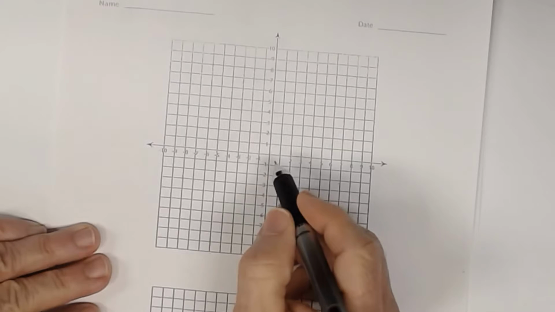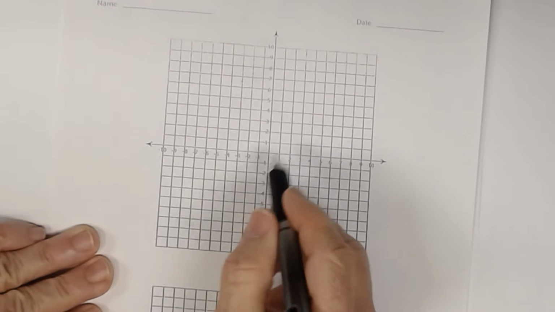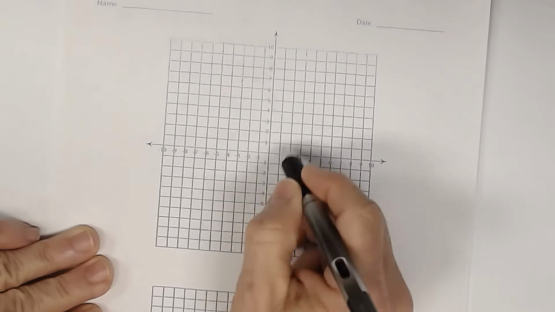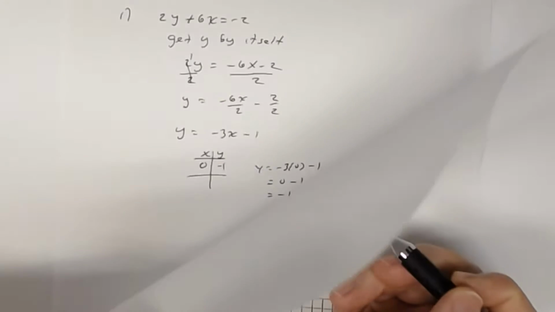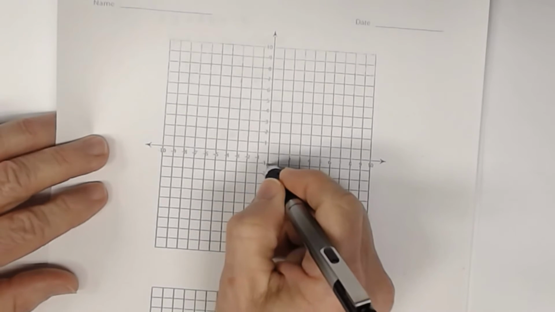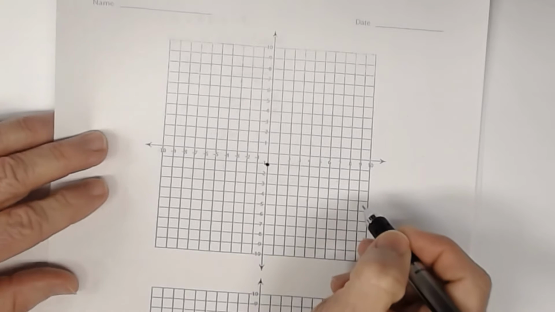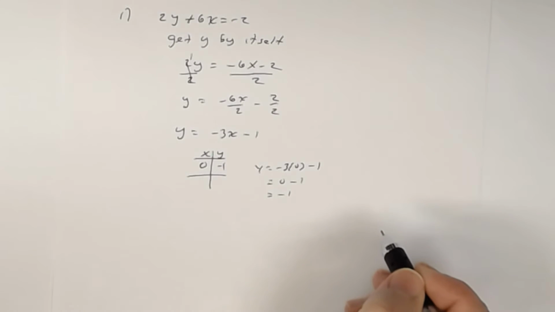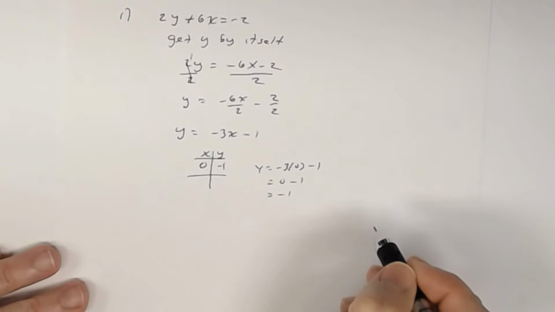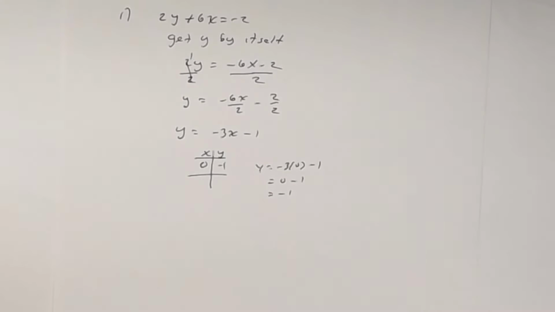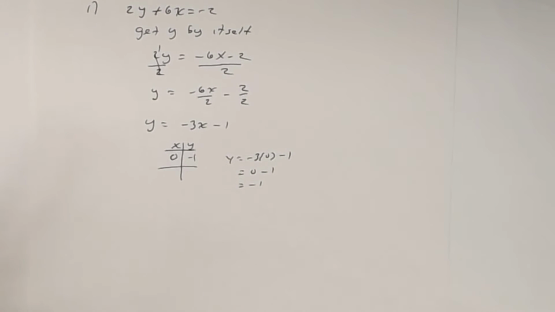Now, if you have graph paper, if you have a printer, make sure you print out a graph paper like this. So 0, negative 1 is right here. All right. If you don't have graph paper and you're doing this by hand, this is what I'd expect you to do. It's got to look good. Still, if you do it by hand, it needs to look good.